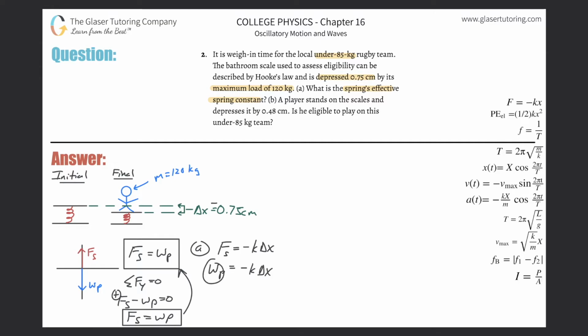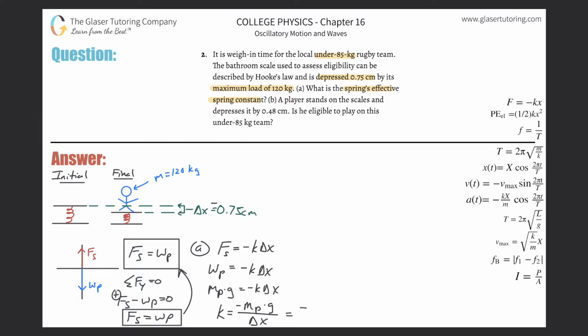So, expanding on the weight of the person, you know that weight is equal to the mass of the person times gravity. That's equal to negative K times the change in displacement. I want to solve for K, so just simply divide both sides by delta X, right? We're cool with that, and the negative sign goes along with it. So therefore, we have a value now of K is equal to the negative of the mass of the person times gravity, all divided by the change in displacement.